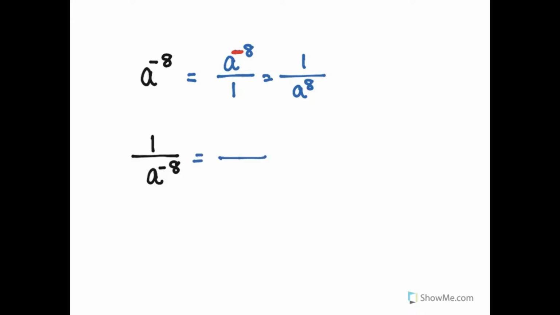Similarly here, since I have a to the negative 8 in the denominator, but the negative is a ticket to travel, the a to the 8 expression is going to come up to the numerator, and 1 is in the denominator. So that's just equal to a to the 8th.